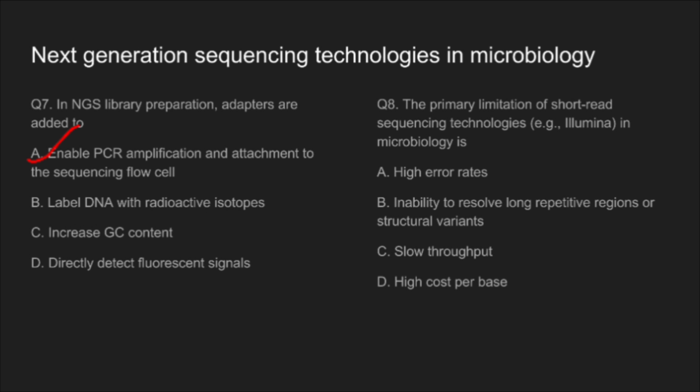Now question 8. Primary limitation of short read sequencing technology, for example Illumina, in microbiology is A. High error rates. B. Inability to resolve long repetitive regions or structural variants. C. Slow throughput. D. High cost per base. So question number 8's answer is option B, inability to resolve long repetitive regions or structural variants. So short reads cannot span long repeats, making assembly of complex genomes challenging.